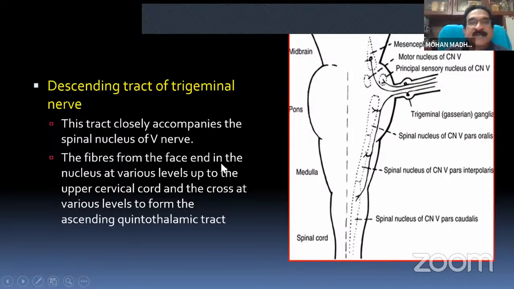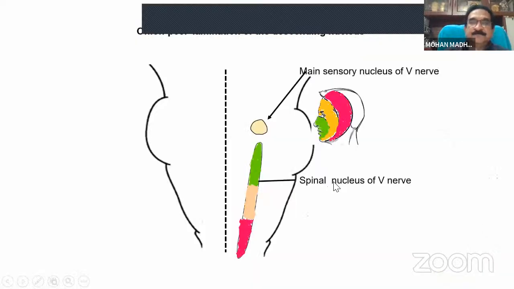So fibers in the nucleus at various levels, up to the upper cervical cord, cross at various levels to form the ascending trigeminothalamic tract. From each level it goes to the opposite side and forms the tract called the ascending trigeminothalamic tract. I'll show it here diagrammatically. This is the chief sensory nucleus. We're not interested in that. It's concerned with the painless fibers.